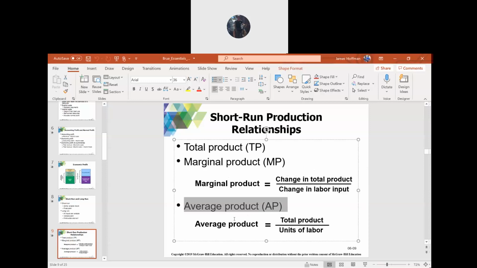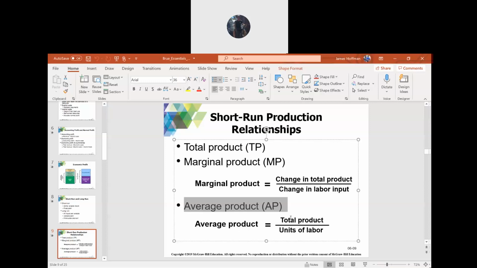All right, then average product. So average product is just the total product you're at divided by how many units of labor you've produced. So if you produced 1,000 units and that took you 1,000 units of labor, then the average product is 1. So one unit of labor gives you 1 product.